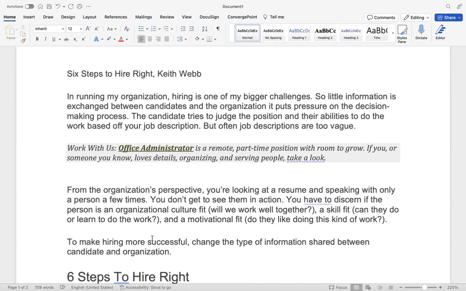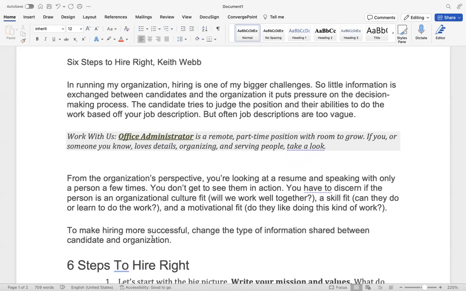This document basically, I found it over the last couple days as I was preparing to come and teach this. He basically says that hiring is a big challenge. You have to exchange information between candidates, and it puts a lot of pressure on the decision-making process. You have to make sure you have the right people on the bus, if you're familiar with that terminology.